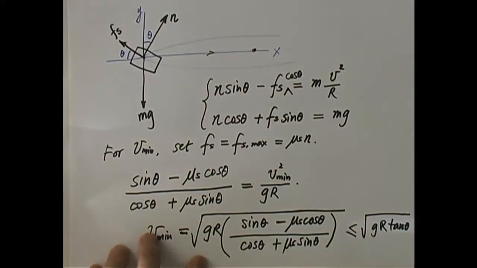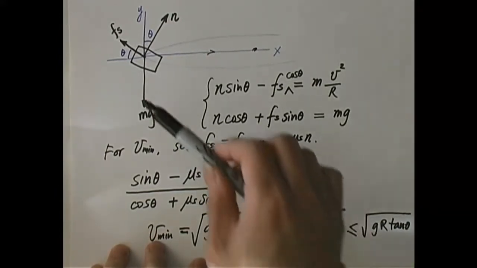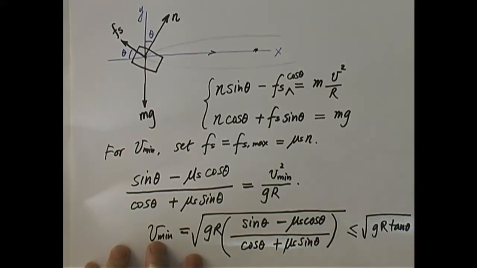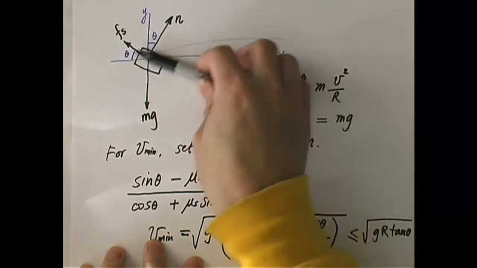As a matter of fact, if you drive at a speed of the square root of gr tangent theta, then the friction becomes 0. You don't need any friction. Okay, now what happens if you go faster than the square root of gr tangent theta? Then the tendency is now reversed, right? You have a tendency to slide upwards because you're going so fast.